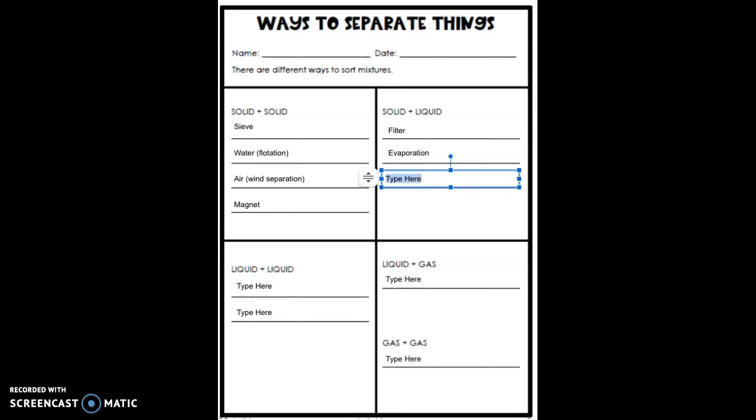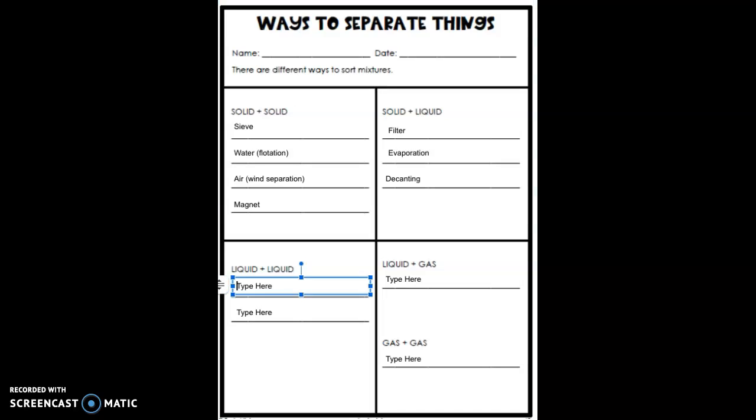So our next solid and liquid separation is decanting. Decanting is where we have, say, rocks and water mixed together in a container, and you are able to slowly pour out the water and keep the rocks in the container. So that would be decanting a solid and a liquid. So to review, our solid and liquid separating techniques are using a filter, evaporation, or decanting.